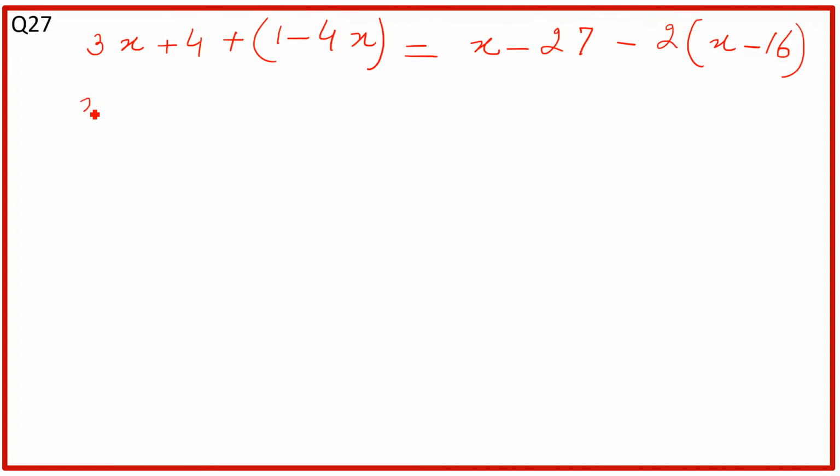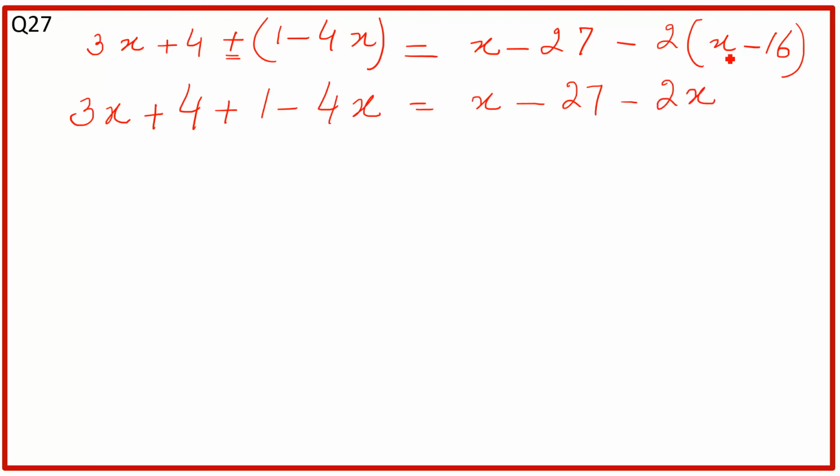Here 3x will remain the same, positive 4. In front of this parenthesis we have a positive sign, which means we have to write it down as it is. No sign will change because this is positive. On the right hand side, x minus 27. Here we have negative 2, so we have to multiply with negative 2. It will be negative 2x plus 32.